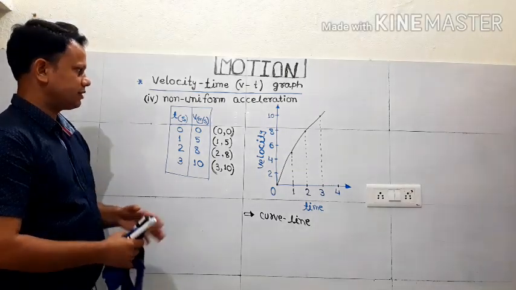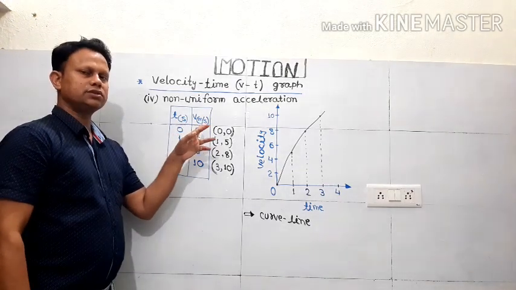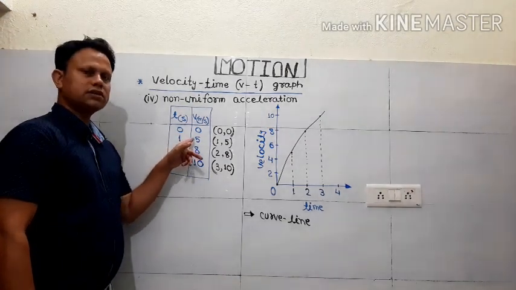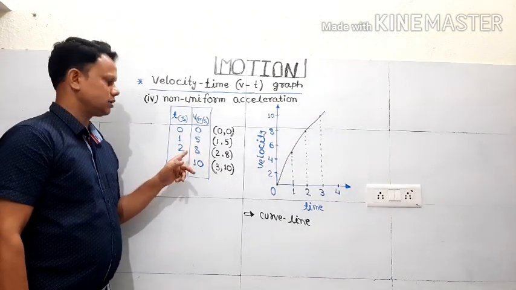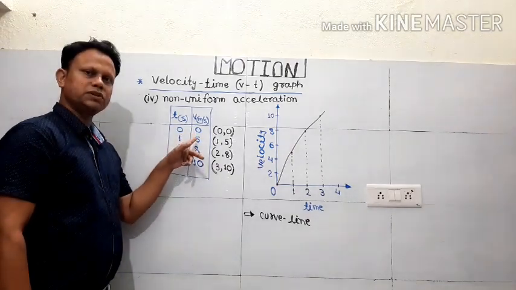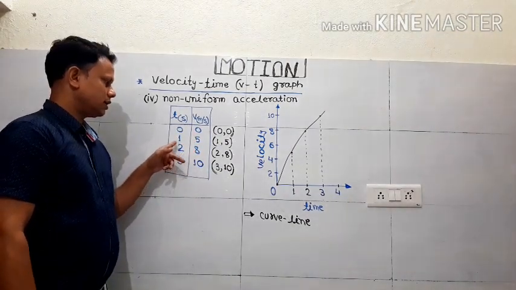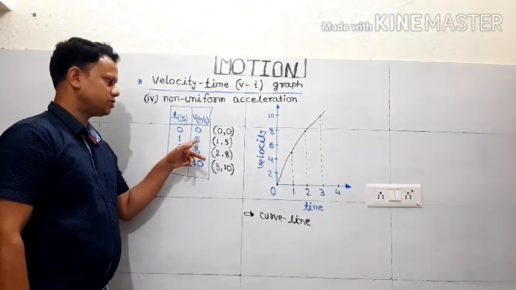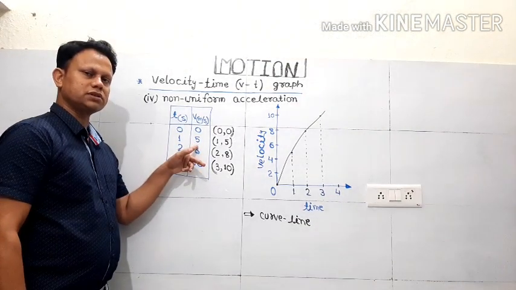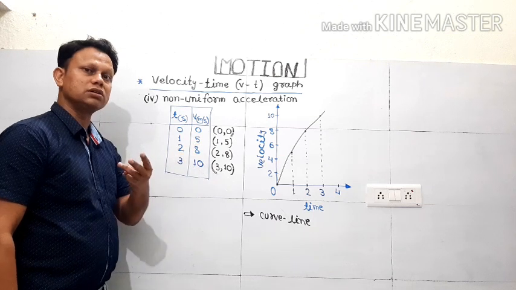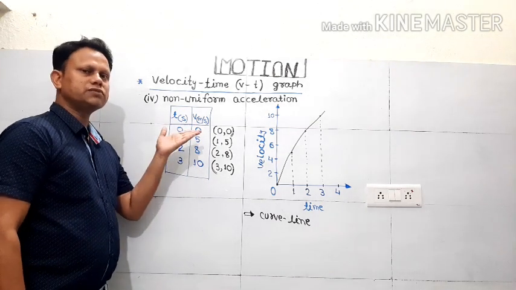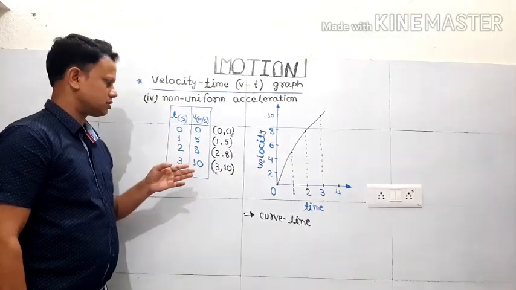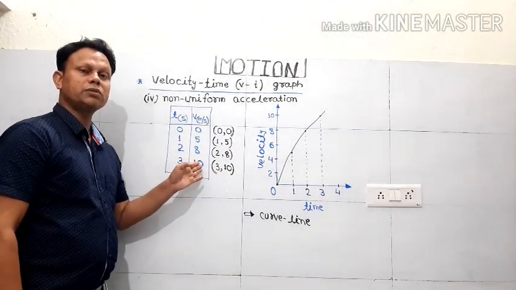So for example, I have taken 0 second, 0 meter per second, that means at rest again. After 1 second the speed we are observing is 5 meter per second. That means the speed has changed by 5. After 2 seconds, the speed has become 8. So how much has it changed in 1 second? 3 meter per second square. That means the acceleration value is now 3. Previously it was 5, now 3. In this way, if we take different values of acceleration, suppose after 3 seconds, the speed we are observing is 10 meter per second.